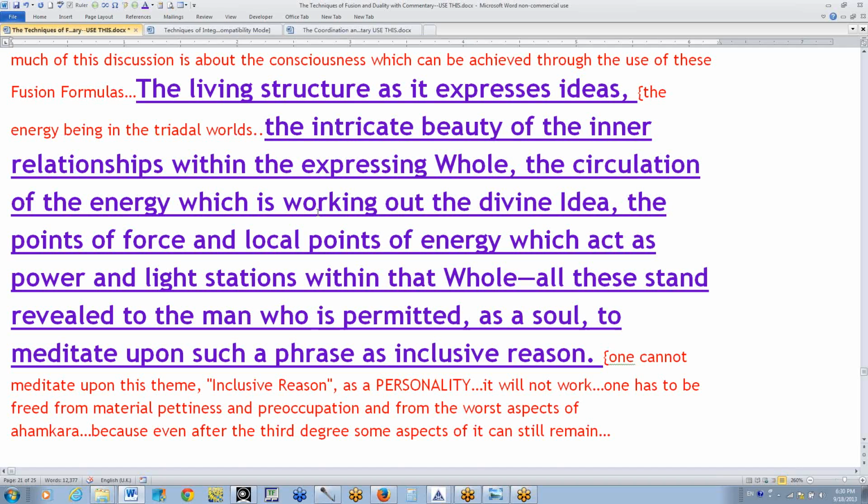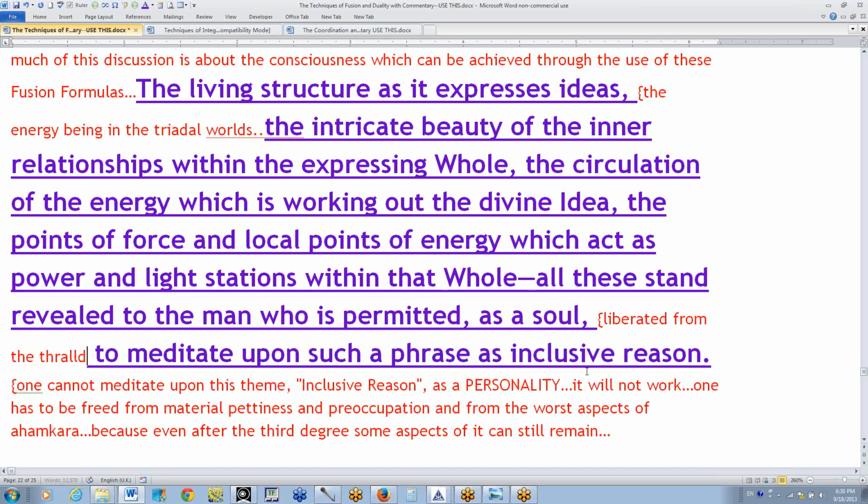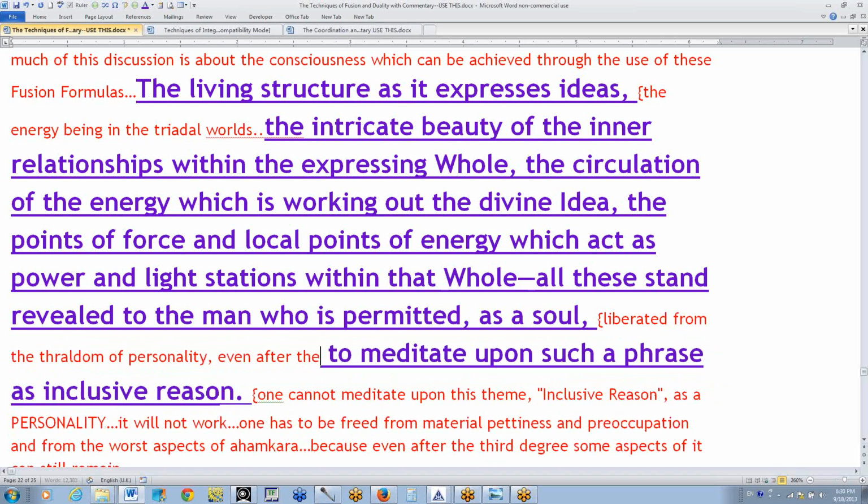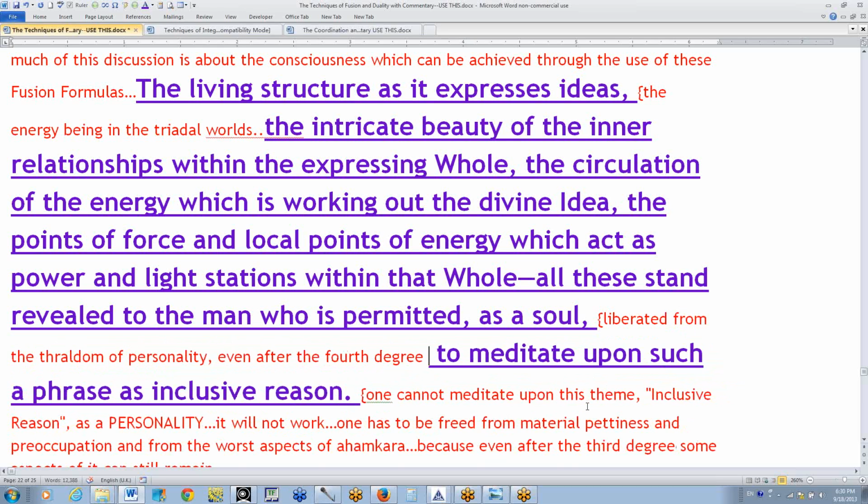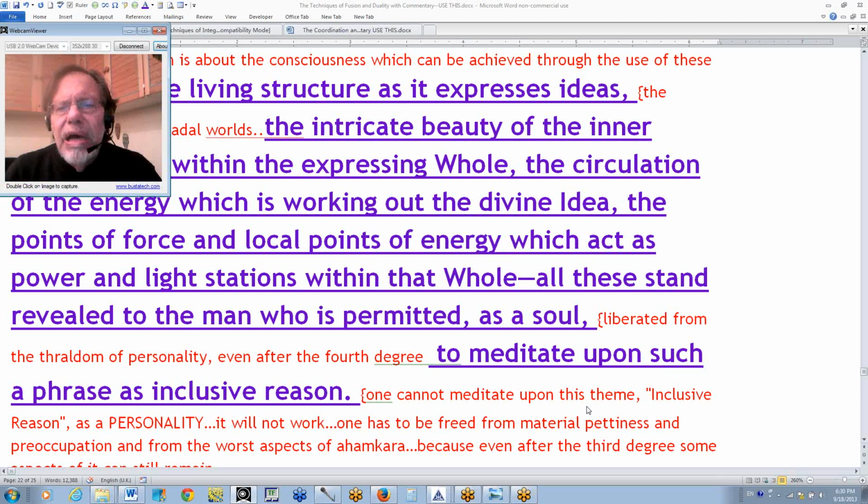We can already begin to see the intricacy of it all. All these stand revealed to the man who is permitted as a soul, liberated from the thraldom of personality, even after the fourth degree, to meditate upon such a phrase as inclusive reason. We can see how Buddhic this theme, inclusive reason, really is, and how it would help to be unhampered by personality at all, as is the case with the initiate following the fourth degree, to meditate upon this phrase.